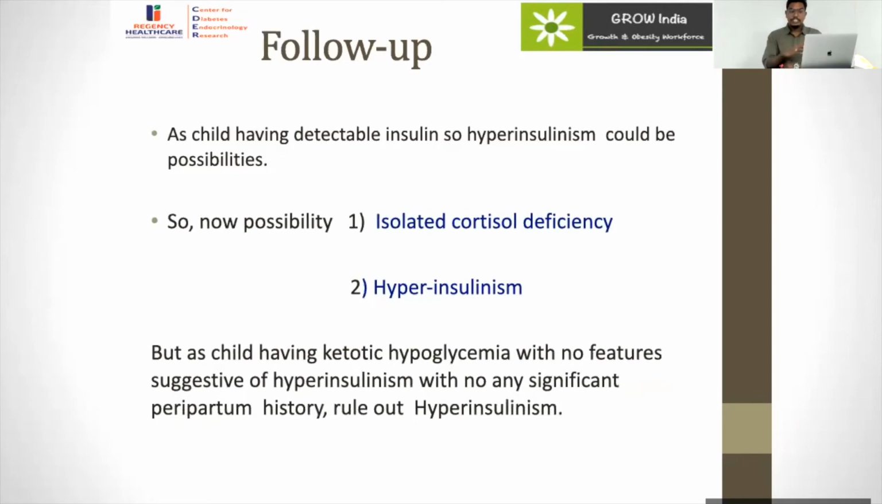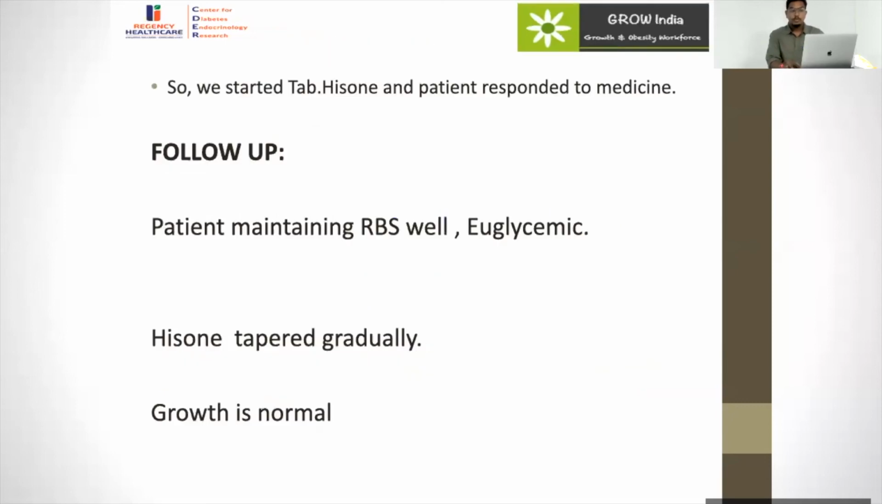But as we see in the history, the child has ketotic hypoglycemia with a low GIR requirement, with no feature suggestive of hyperinsulinism, like no stress or history suggestive of persistent hyperinsulinism. So hyperinsulinism is ruled out. So we started the patient on tablet Hyzon, and the patient responded to medicine.